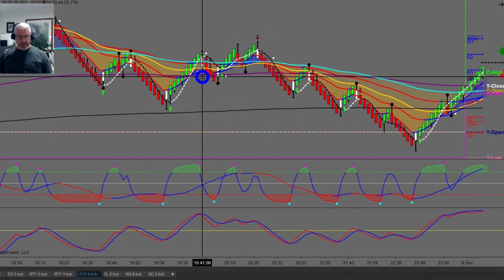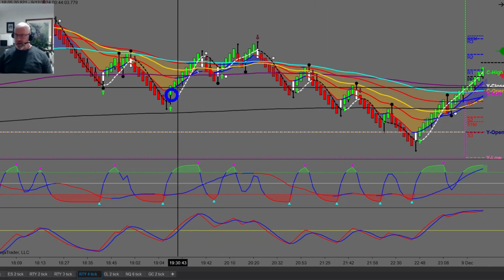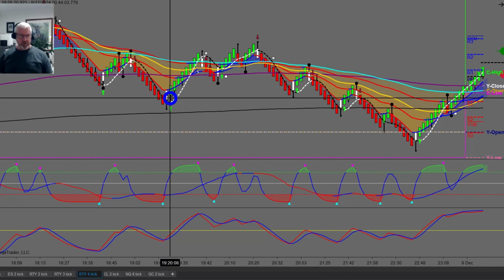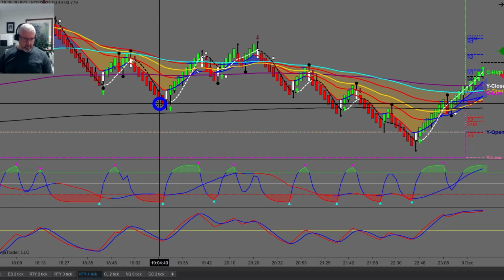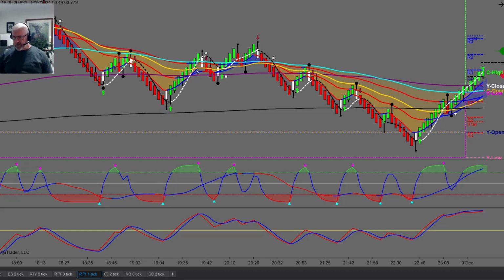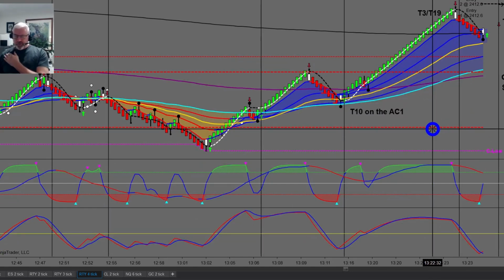Oh, by the way, this is live as we are now. This is during the Globex session. This time of day we'd normally be trading the 2 tick. This is a 4 tick. So let me go back to that time, just one moment. Okay, so it's best I show you this directly on the chart.